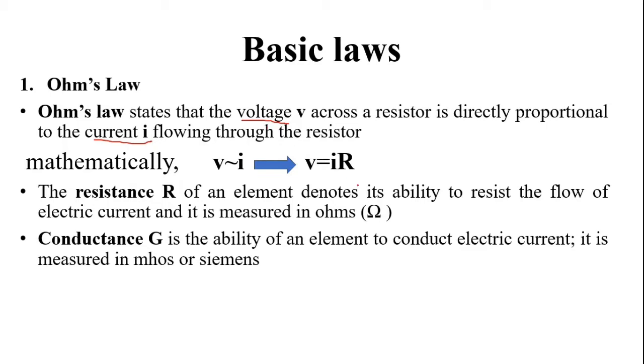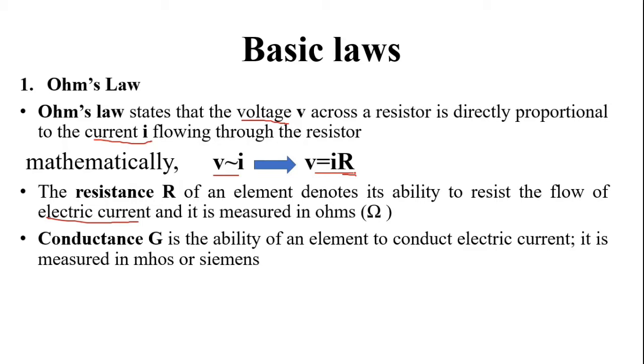This resistance R can be defined as the ability to resist a flow of electric current. It can also be defined as an element which is used to limit a flow of electric current. So Ohm's law states that voltage across any element is directly proportional to the current. Mathematically, this can be expressed as voltage equals the current I times the resistance R of a resistor.